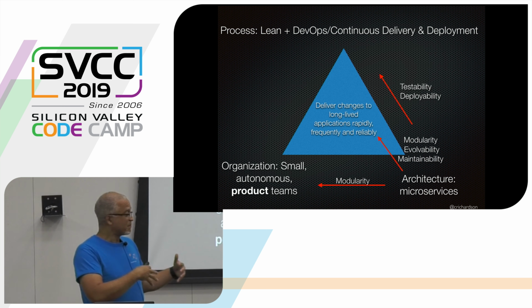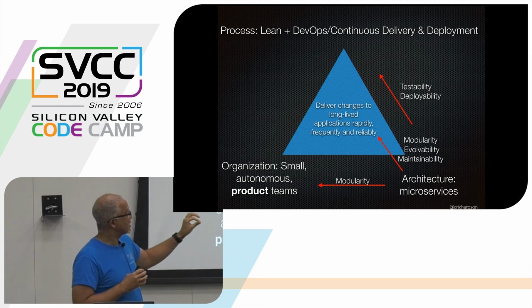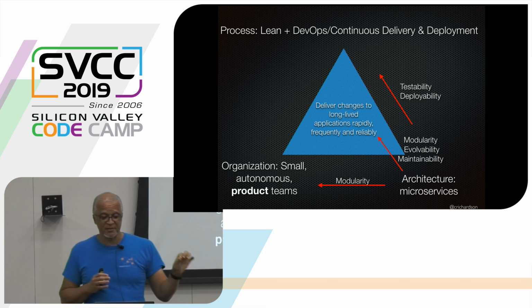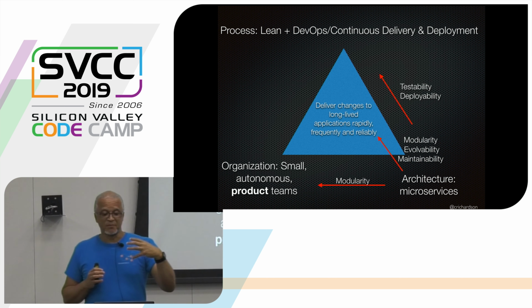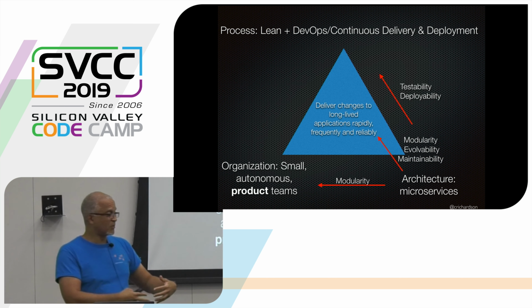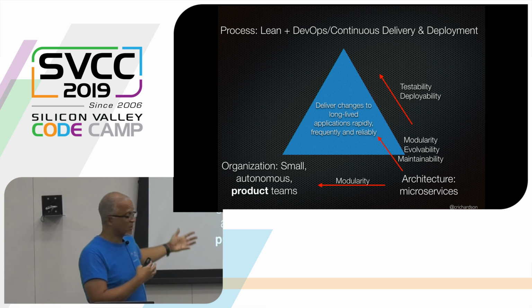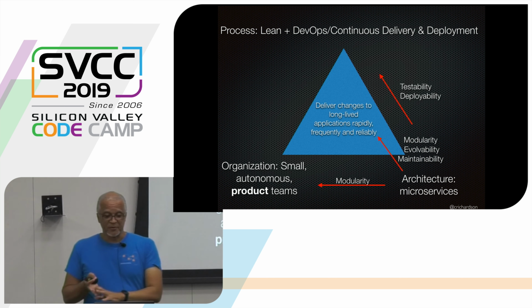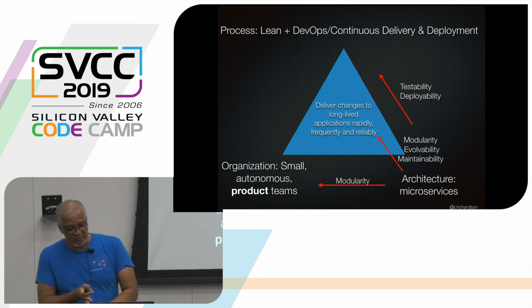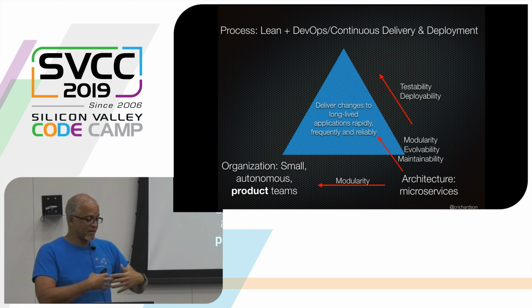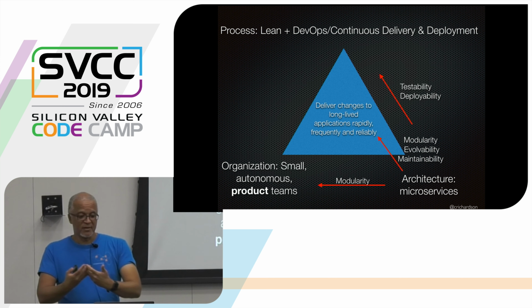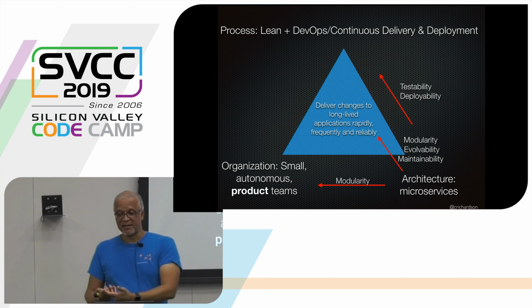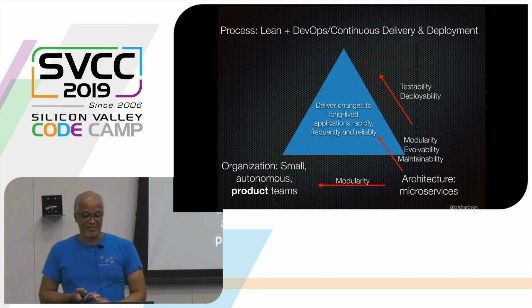But relating this back to the success triangle, right? This architecture gives you the testability and deployability that you need in order to do DevOps. It gives you the modularity to support these small autonomous teams. And then it also gives you the modularity, the evolvability, and the maintainability to enable you to have these long-lived applications that you can incrementally modernize to newer technologies.